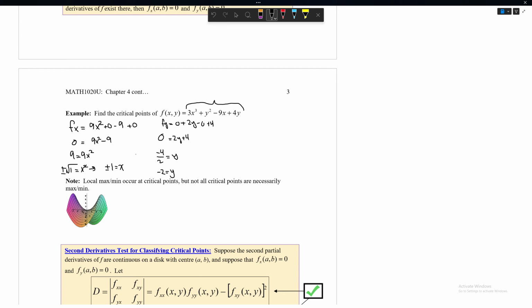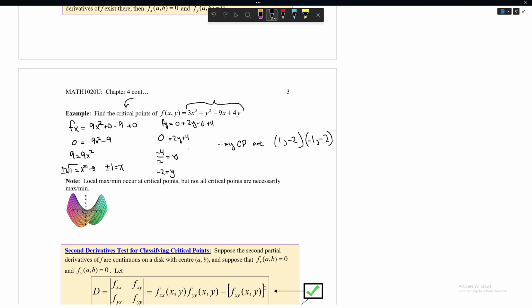It's not only asking for local max or min, it's just asking for critical points. So my critical points are, right? You would do your positive 1 and negative 2. And you would do your negative 1 and negative 2.